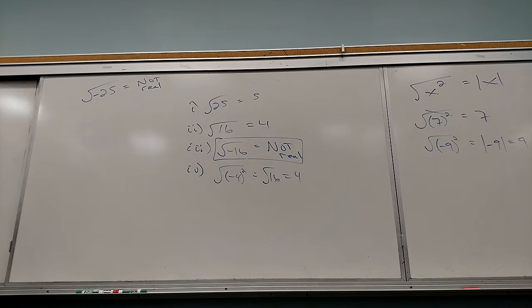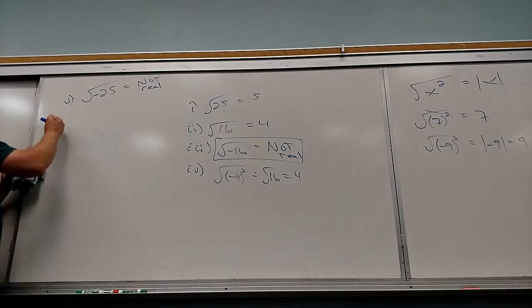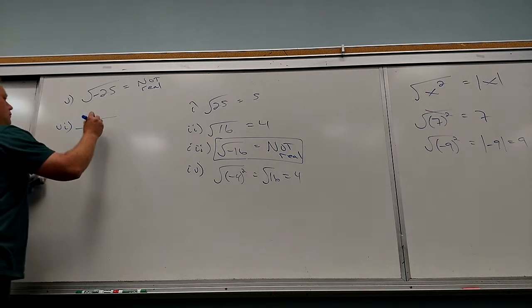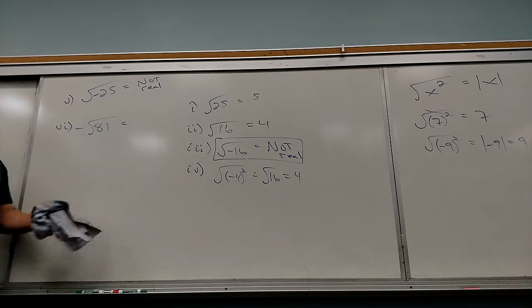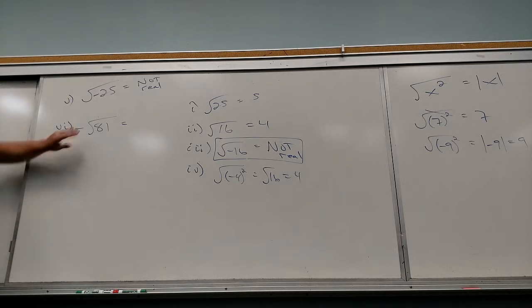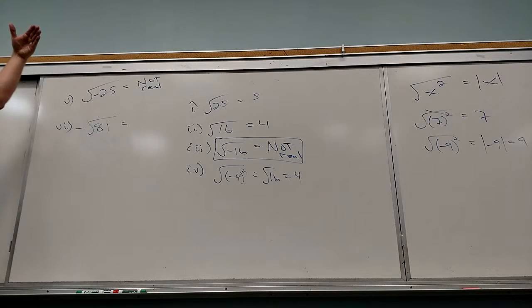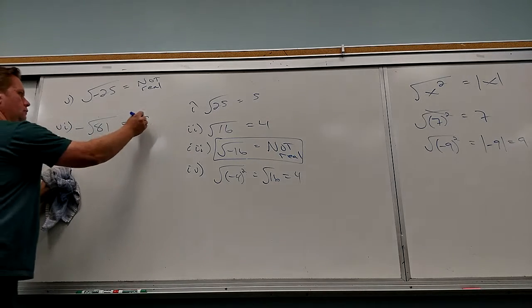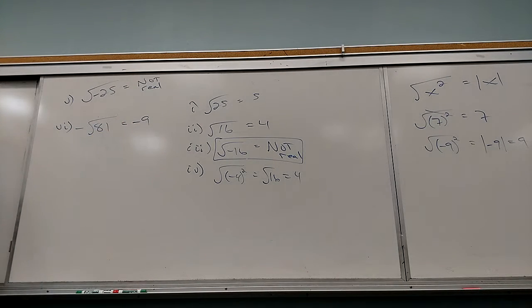But what is this? Negative 9. Yeah, because the square root of it I can do, and it just says put a negative on it. You guys with me? That negative is not inside, so I do it after I do that. Cool. That's the difference.